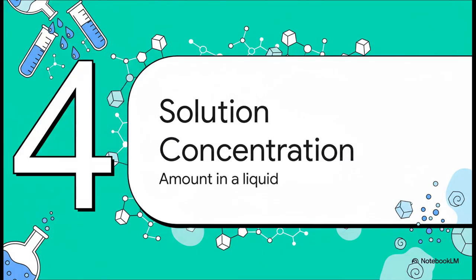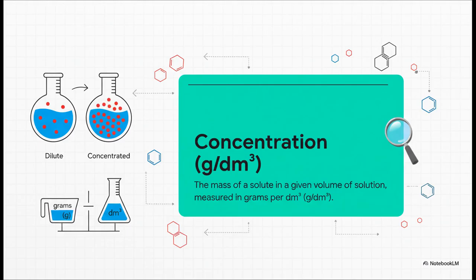So far, we've talked about weighing out solid chemicals. But loads of reactions happen in solutions. So how do we measure the amount of stuff in a liquid? That's where a new idea comes in: concentration. And it's a super important calculation you need to know. At its heart, concentration is just a measure of how crowded a solution is, how much stuff, or solute, is dissolved in a certain amount of liquid. And for your GCSEs, we usually measure this in grams per cubic decimeter, or g/dm³.